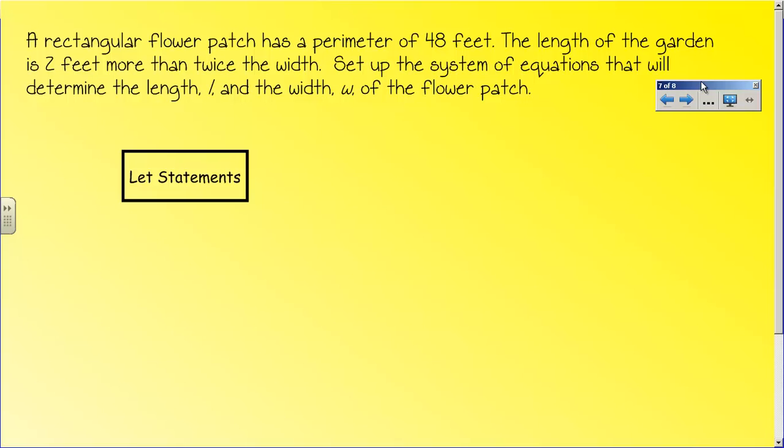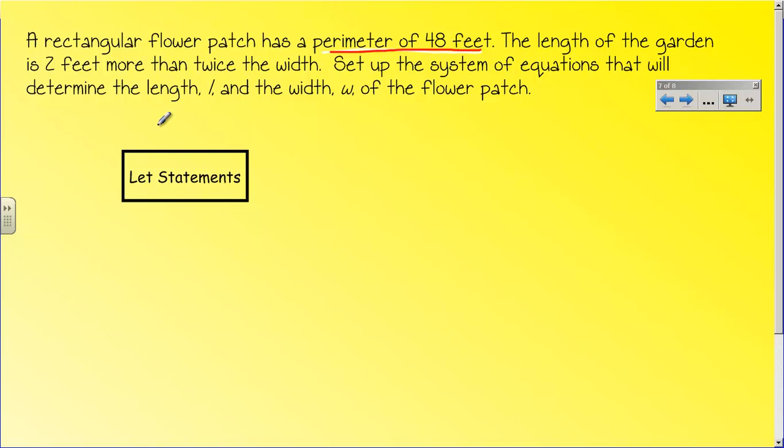So let's do another one. I have a rectangular flower patch that has a perimeter of 48 feet. This part is important. Perimeter of 48 feet. The length of the garden is 2 feet more than twice the width. We want to set up the system of equations to determine the length and width of the flower patch.